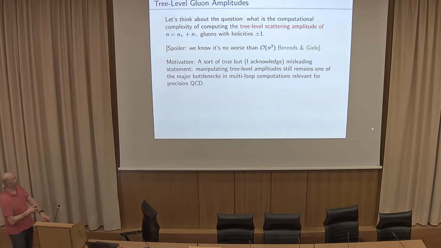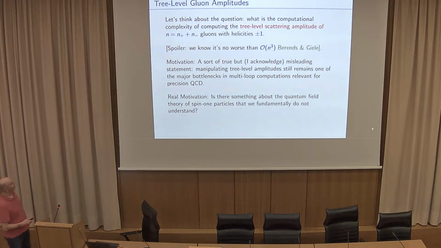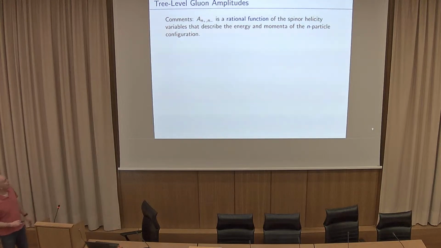I'm being slightly misleading here because usually we don't need to know tree-level amplitudes for very large n. Typically, these files become very large because we have large sums of products of many amplitudes with small n. So that's why I say this is a somewhat true but slightly misleading motivation. But nevertheless, the real motivation, as a more theoretically minded person, is that there is something we don't really understand fundamentally about these particles. Okay, so comments: because this is a tree-level amplitude, you can add up Feynman diagrams and compute it.